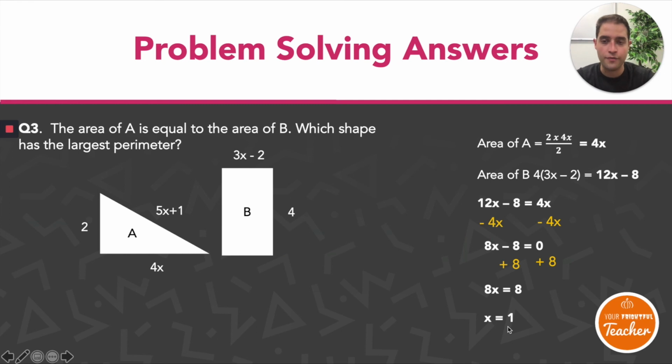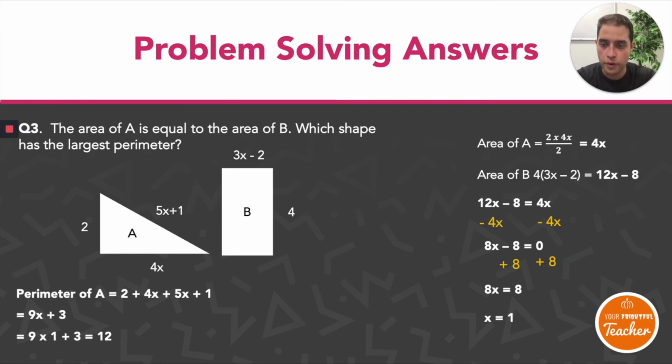Now that I know the value of x, I can start working out the perimeters. Perimeter of A equals 2 plus 4x plus 5x plus 1. So 9x plus 3, because I've simplified, yeah. So 9x plus 3, the 2 and the 1. I know the value of x is 1, so 9 times 1 plus 3 is 12. So 9 times 1 is 9, plus 3 is 12.